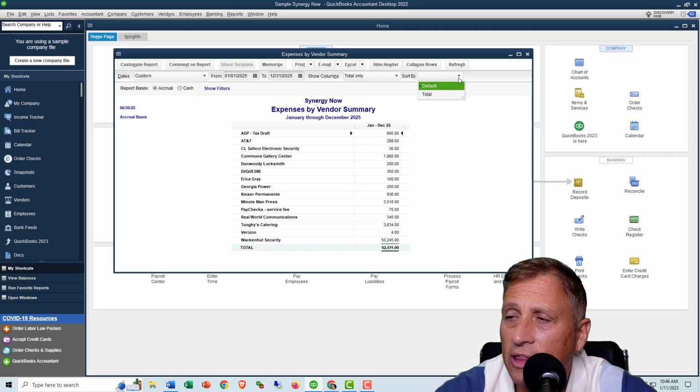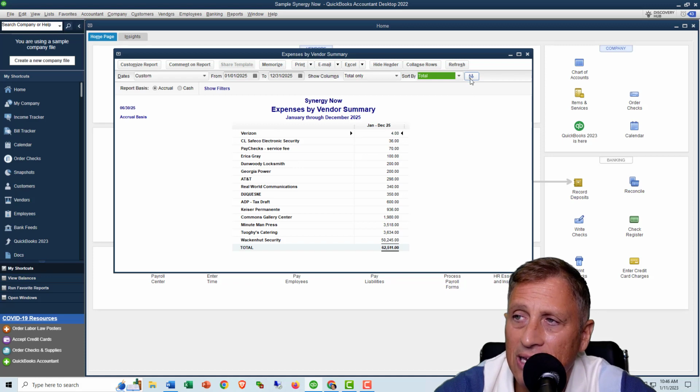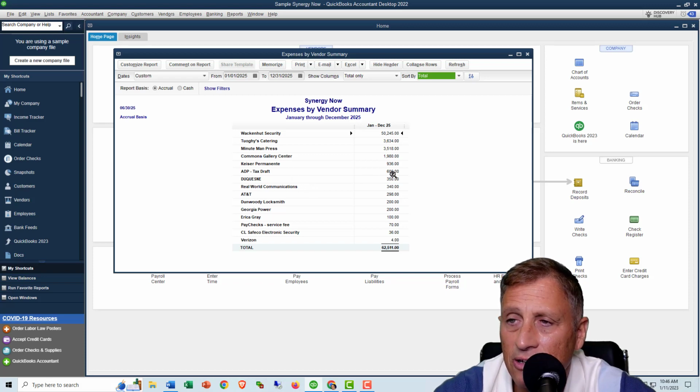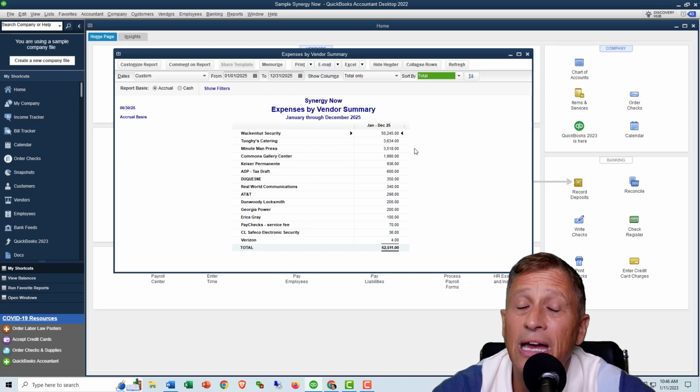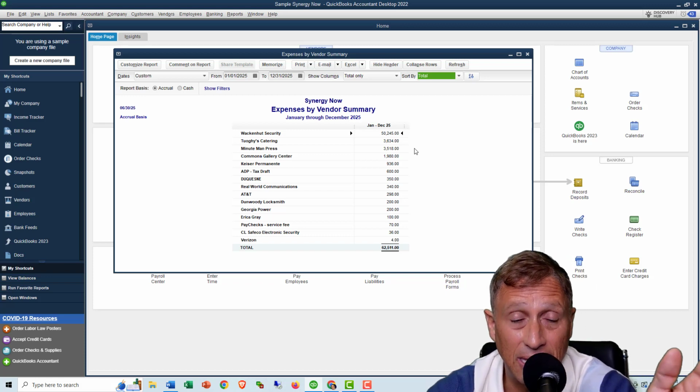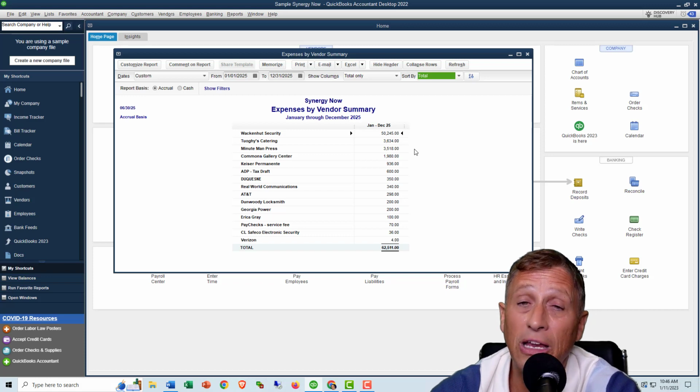I can sort this by the total, and then you see this little A to Z. I'm going to click it, so instead of it being lowest to highest, now it's going to be highest to lowest. So basically, anybody that is above this $600 or more possibly could get a 1099. Now, I say possibly because if they are a corporation, then they don't get a 1099, all right?